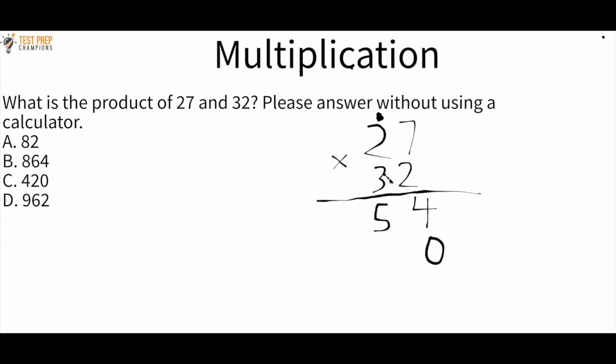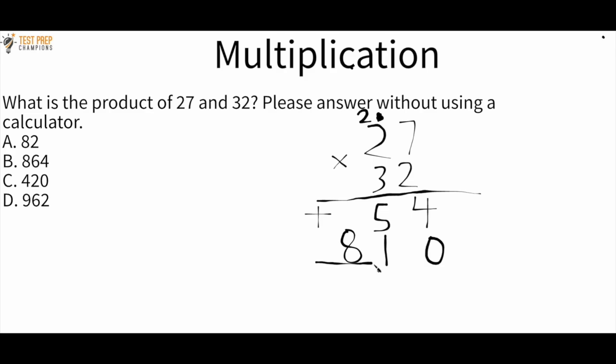And now what I want to do is 3 times 7, and 3 times 7 is 21. So I'm going to put a 1 down here, stick a 2 up here. So now I do 3 times 2, which is 6, plus 2, which is 8. So my second partial product is 810.